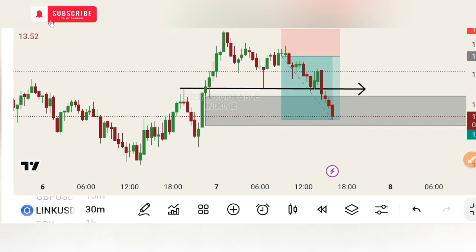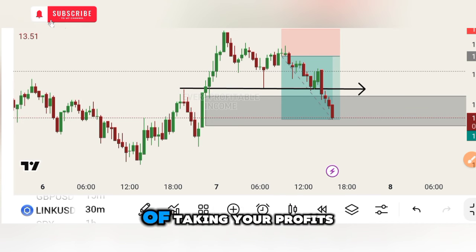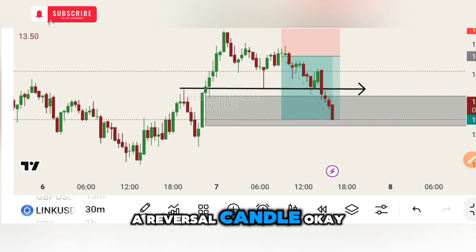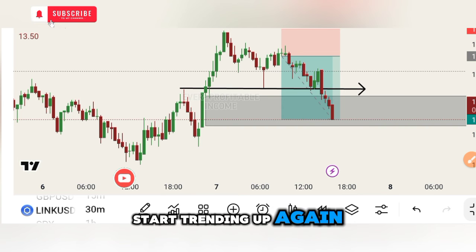Now if after getting out of this trade, you've taken your profits and you want to also go into the trade again, remember the price has gotten to the fair value gap. You have to wait to see if there's going to be a retracement, a reversal candle. If there's a reversal candle pattern, then you know that price is also going to start trending up again.